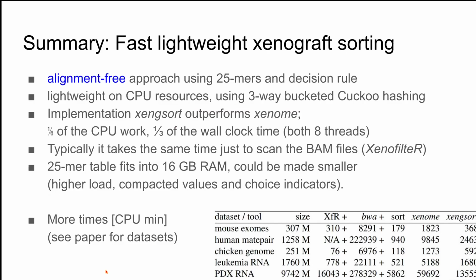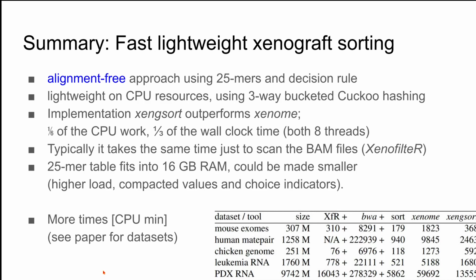We have engineered an alignment-free approach for the xenograft sorting problem. It's lightweight on CPU resources because it uses a 3-way bucketed Cuckoo hash table. Our implementation of this outperforms an existing tool which does a very similar thing, but we need only 1/6 of the CPU work and 1/3 of the wall clock time over different data sets. We also find that typically it takes the same order of magnitude of time just to scan the BAM files, so there is really no advantage in using an alignment-based approach.